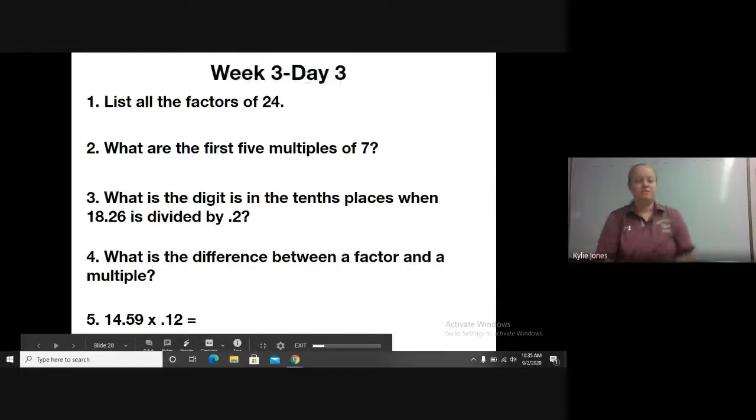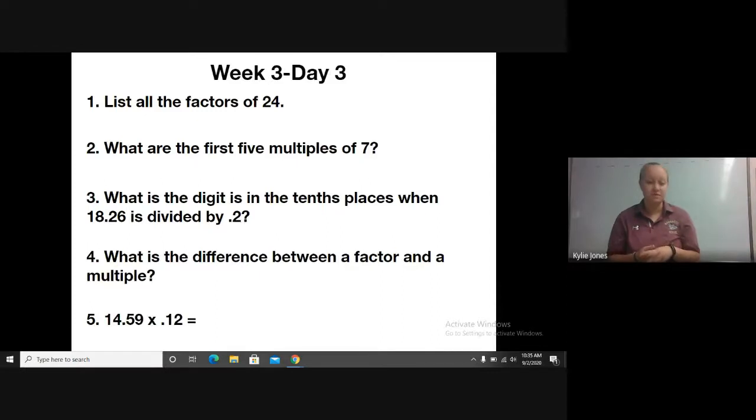Alrighty, so there's your 5 questions. Number 1, list the factors of 24. Number 2, what are the first 5 multiples of 7? So you have to remember what's a factor, what's a multiple. Number 3, what is the digit in the tenths place when 18 and 26 hundredths is divided by 2 tenths?